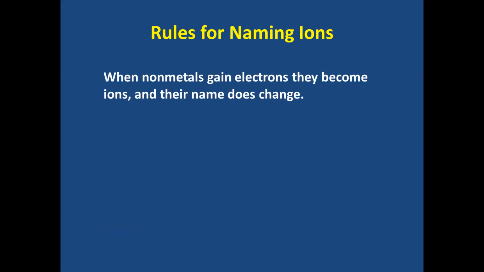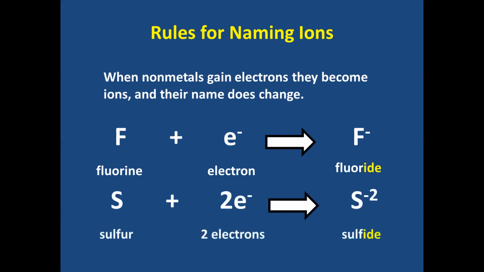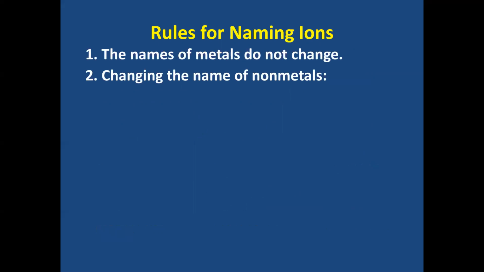When nonmetals gain electrons, they become ions and their name does change. So fluorine with an electron will become fluoride, like what's in your toothpaste. Sulfur and a couple of electrons will become sulfide. The names of metals do not change.